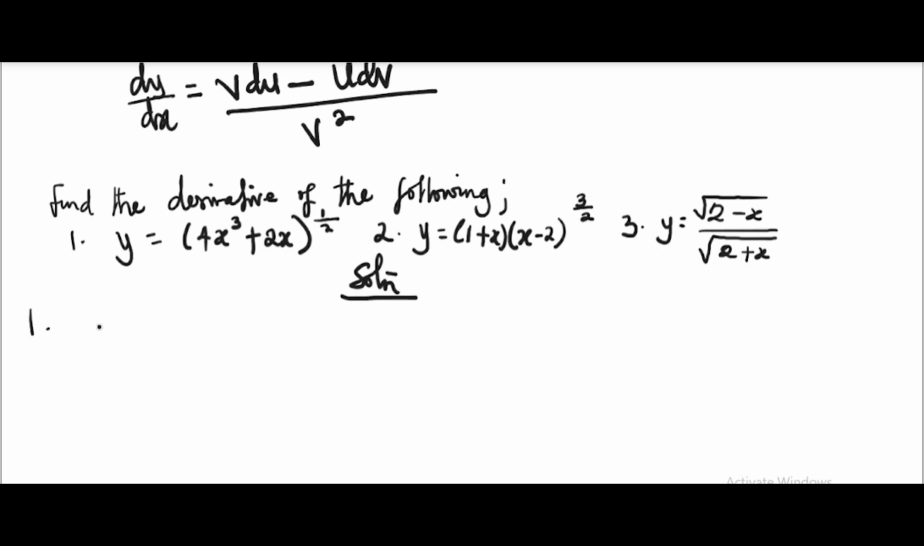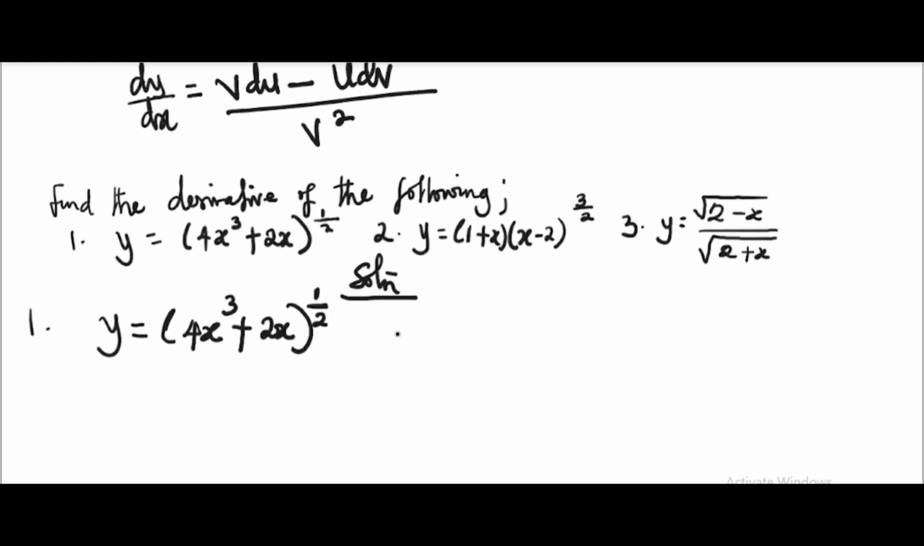So we have y is equal to 4x cubed plus 2x raised to the power of 1 over 2. So what do you think? Do you think this is derivative of a sum because I have addition? Then looking at it again, there is a power, because the whole expression is in a bracket and there's a power of half. So what comes to your mind? The chain rule. Exactly what also came to my mind.